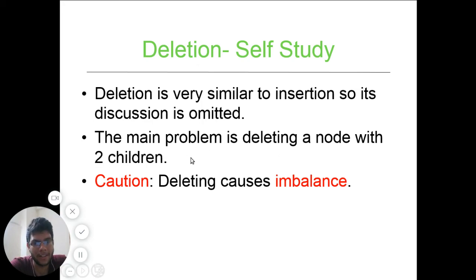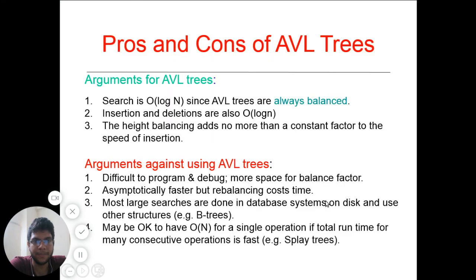When you delete a node with one child, you can simply put the subtree, left or right, whatever, and attach it to the parent of the deleted node. But when there are two children, you are in a fix because you don't know which subtree to promote, or which subtree will go into which node's children. And one more caution is that deleting causes imbalance. So you should always remember to balance the tree.